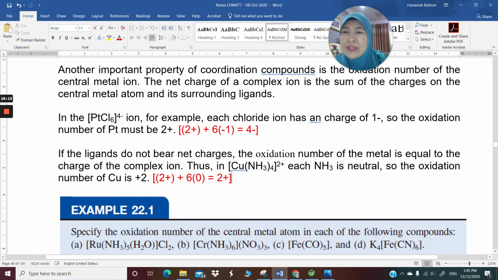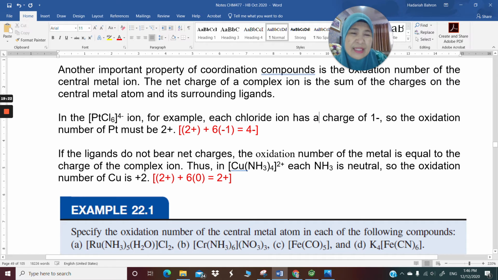Okay, in PtCl6 4 minus ion, for example, each chloride ion has a charge of -1. So the oxidation number of platinum must be 2 plus. There you are, this is 2 plus. 6 multiplied by -1, -1 for each of the 6 chloride. So that is 4 minus. So how you would determine the oxidation state of your platinum would be like this.